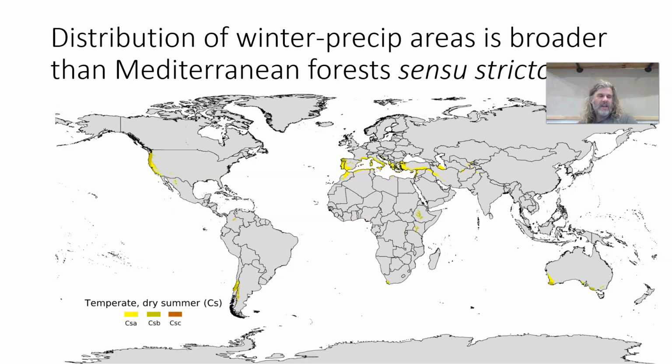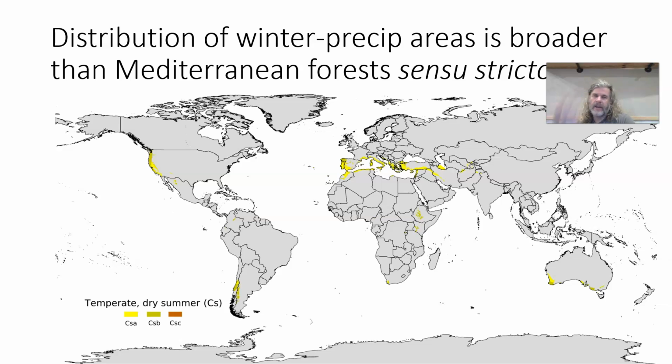Having just talked about the Mediterranean forests, I want to point out that the distribution of forests where most of the precipitation occurs in the winter is broader than Mediterranean forests overall. So you can take this map and compare it to the map of Mediterranean forests, and you're going to find that there's more forests that meet those conditions than strict Mediterranean forests.